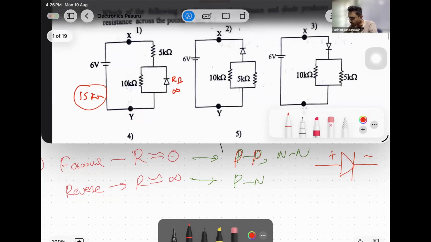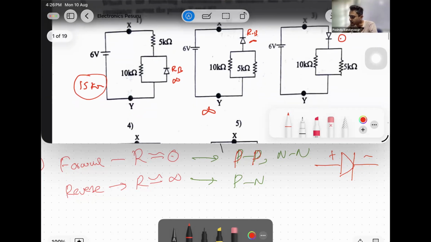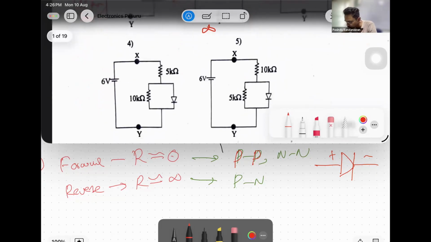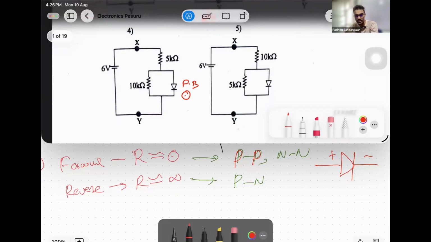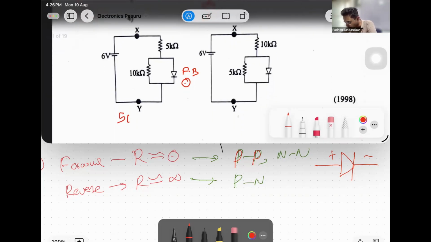Second one, P to N are connected, which means reverse bias. If this is infinity, then no current flows in the circuit. Total resistance is infinity. In the third case, P to P connected, this is forward bias. Resistance is 0. If there is 0, 10 and 5 means 1 over 10 plus 1 over 5, 10 over 3. Then the fourth one, N to N, this is forward biased. Then resistance is 0. If resistance is 0, 1 over 10 plus 1 over 0, 1 over 0 is infinity. Then 1 over R becomes infinity, so R is 0. Then total resistance here becomes 5 kilo ohms.